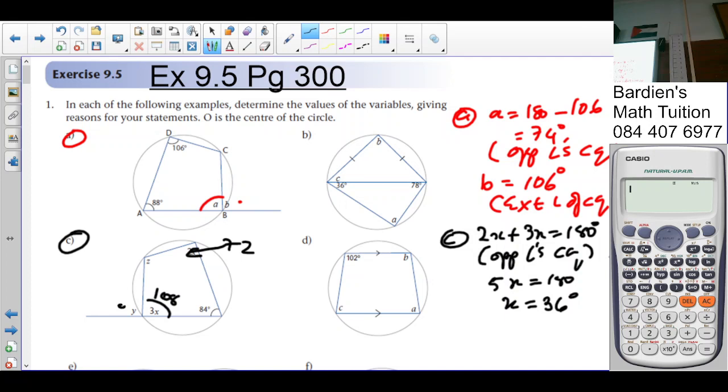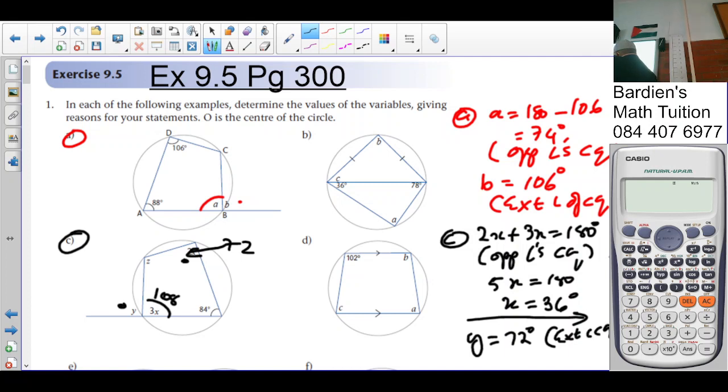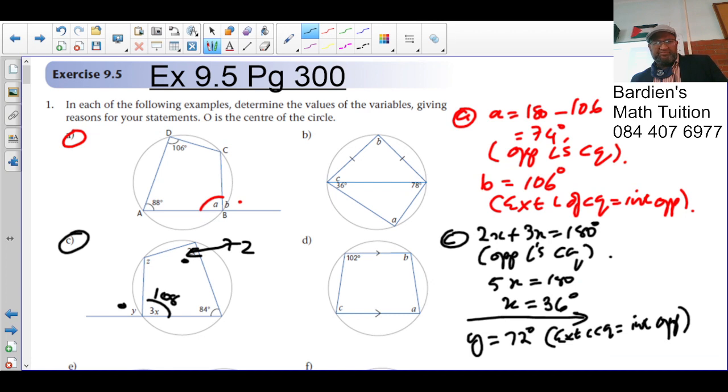How are you going to calculate y? Y is equal to 2x. Why? So y is equal to 2x, which is 72. Reason? Exterior angle of a cyclic chord equals the interior opposite. So that's going to be 72 degrees.